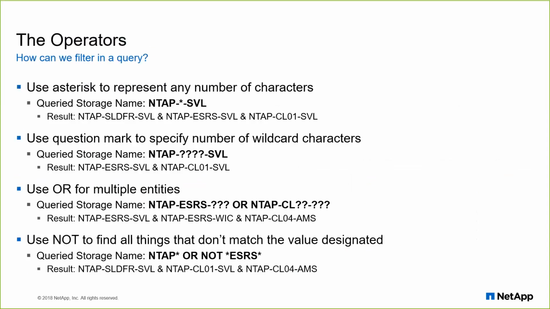You also have multiple operators available to you. You can use star or asterisk to represent any number of letters or numbers. I have an example there for you. You can use question marks to basically provide a wildcard for a single character. And you also can use OR to do multiple sets of entities, and then also NOT. So I have some examples here for different combos you can do for that.